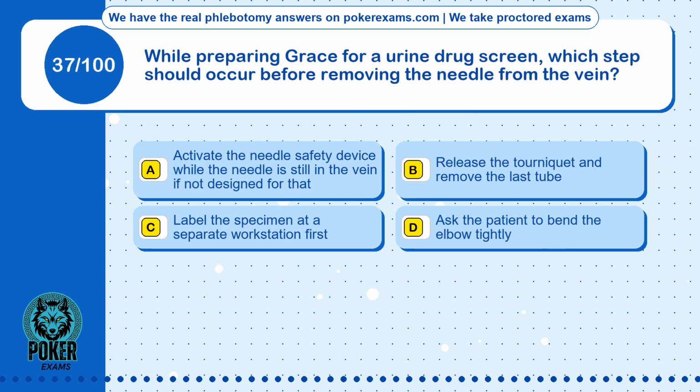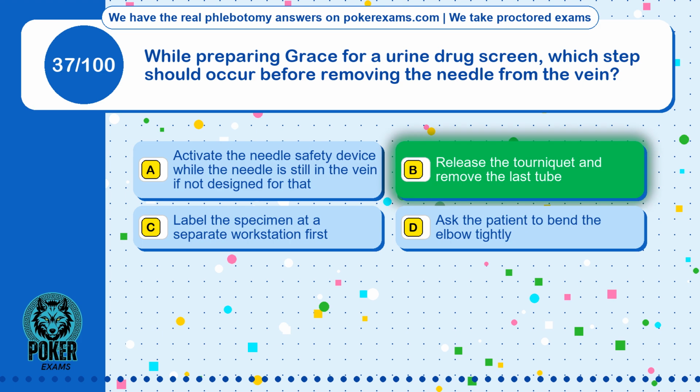Question 37. While preparing Grace for a urine drug screen, which step should occur before removing the needle from the vein? Option A. Activate the needle safety device while the needle is still in the vein if not designed for that. Option B. Release the tourniquet and remove the last tube. Option C. Label the specimen at a separate workstation first. Option D. Ask the patient to bend the elbow tightly.